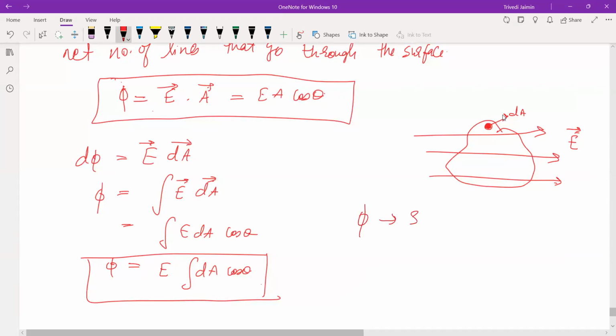Flux is a scalar quantity. Because of this formula, if you see in this diagram, the flux varies from minus EA to plus EA.